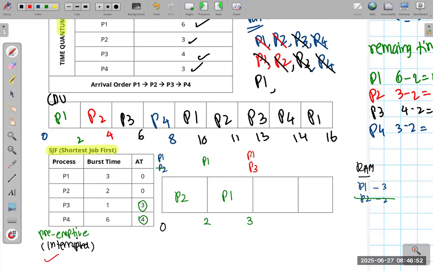Now we have P1 and P3. P1 has been given 1. You have a remaining time of 2 time units. P3 has 1. Who will be taken in first? On what basis? P3 will be taken in first. P3 will be given 4.